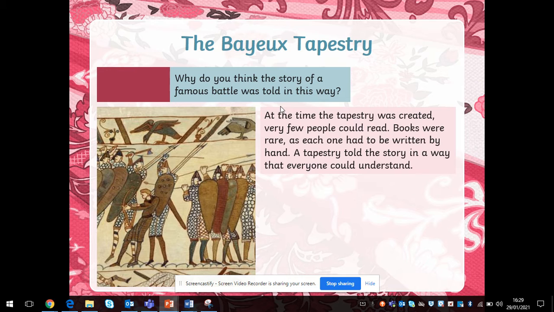So at the time the tapestry was created, very few people could read. Books were rare, as each one had to be written by hand. A tapestry told the story in a way that everyone could understand. Why could everyone understand that, do you think? Good, because it's got pictures, okay? Lots of people back then couldn't read, so they would find it difficult to remember the story.